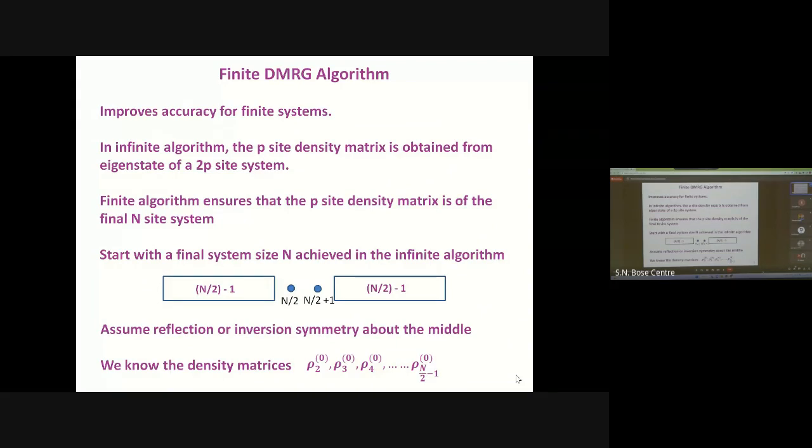For example, if my target is 100 sites, the 4-site density matrix was constructed from an 8-site problem and not from a 100-site problem. So you want to make sure that the 4-site density matrix is also constructed from the 100-site problem. If you want to do that, then you have to do a finite DMRG calculation, and the finite DMRG calculation requires sweeping. That is, when you reach the target size, let us say I want to do the 100-site calculation, you stop there.